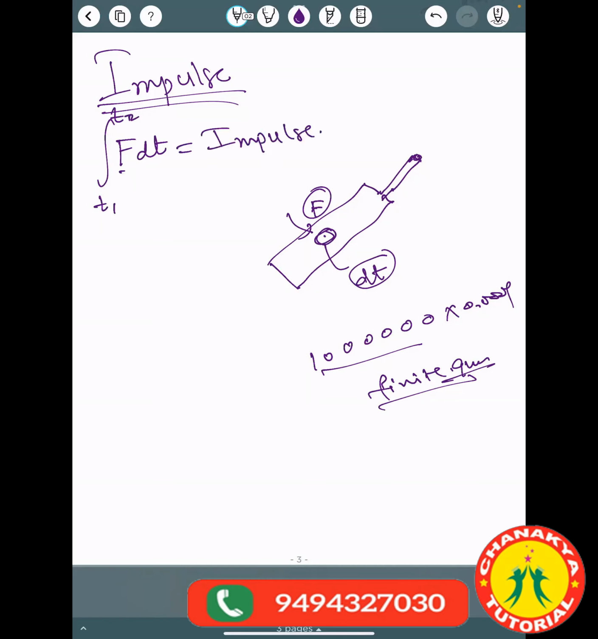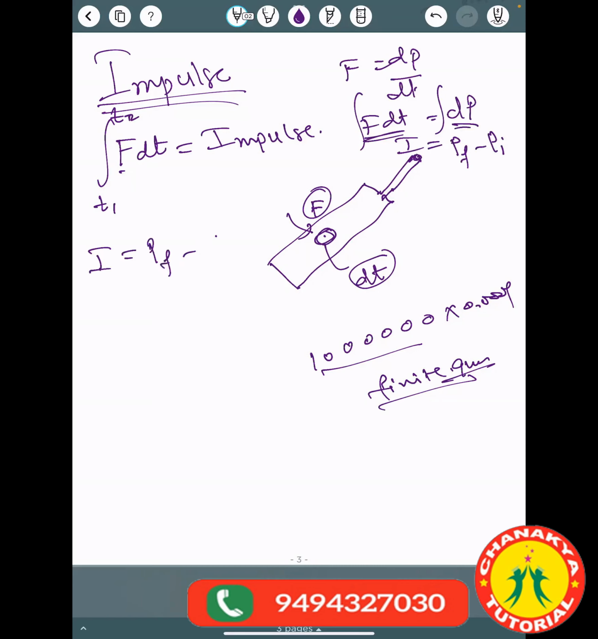Okay, so impulse, you know, F is equal to dp by dt. So from here, F dt, what will I get? dp. So integrate on both sides. So this is nothing but impulse. dp means change in momentum, final momentum minus initial momentum. So impulse is also equal to final momentum minus initial momentum.